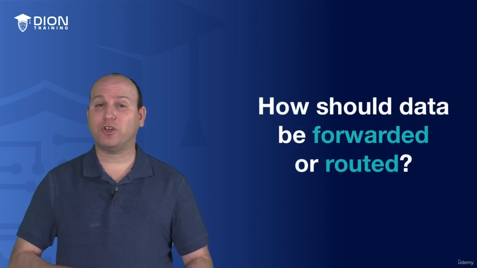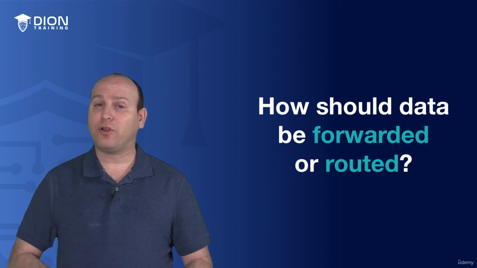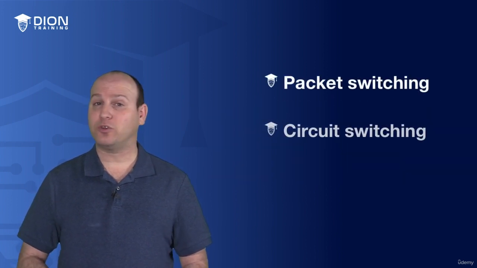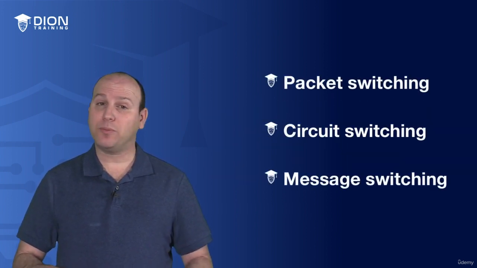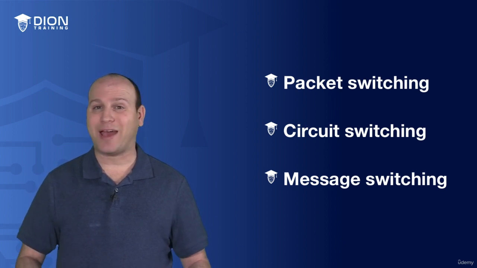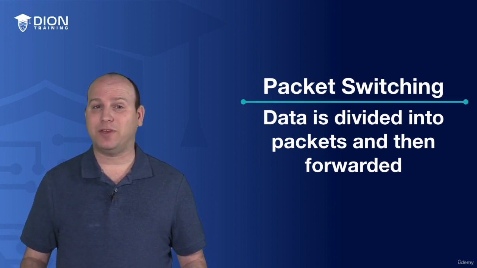Now, how should we actually forward or route the data across our networks? This is really the big question at Layer 3. And there are 3 main ways for us to do this. You can use packet switching, circuit switching, or message switching. The most commonly used one in your network is going to be routing, which is also known as packet switching. This is where data is divided into packets, and then each packet is forwarded on based on its IP address.